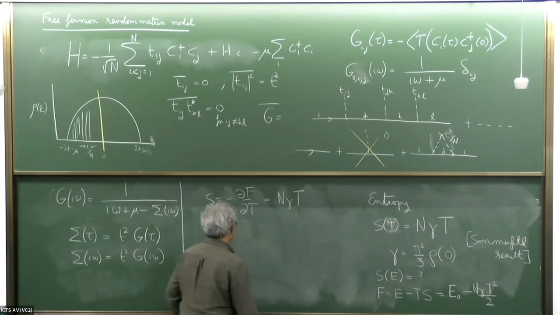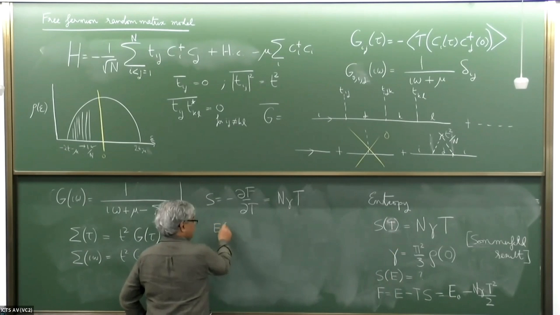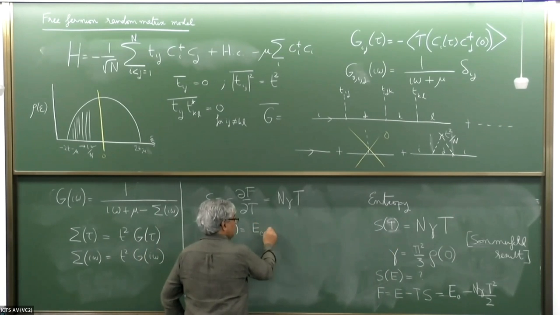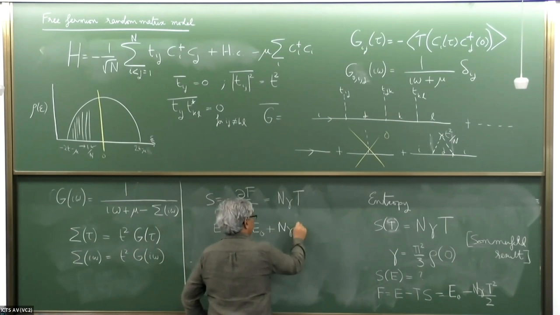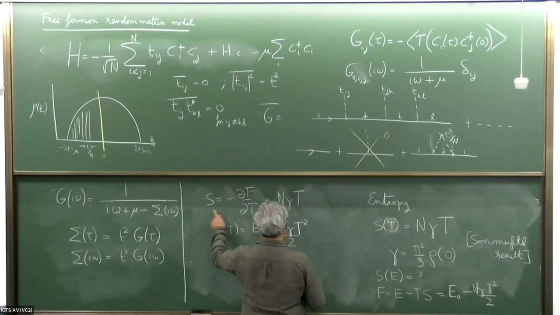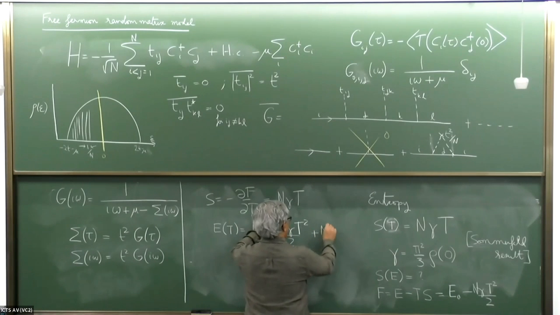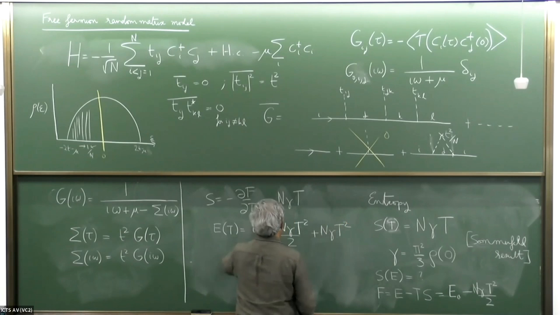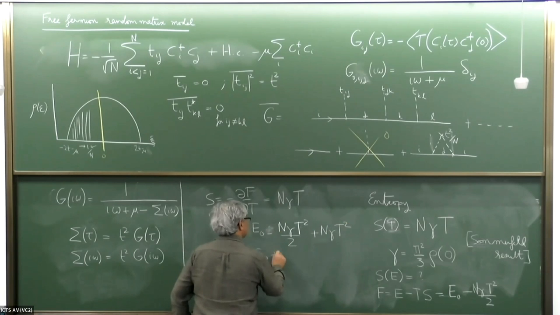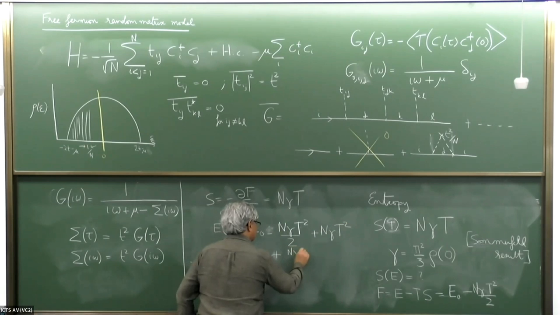So the energy as a function of temperature, E of T, will be E naught minus N gamma T squared over 2. And then you'll get plus TS, which is plus N gamma T squared. So in the end, this is equal to E naught plus N gamma T squared over 2.